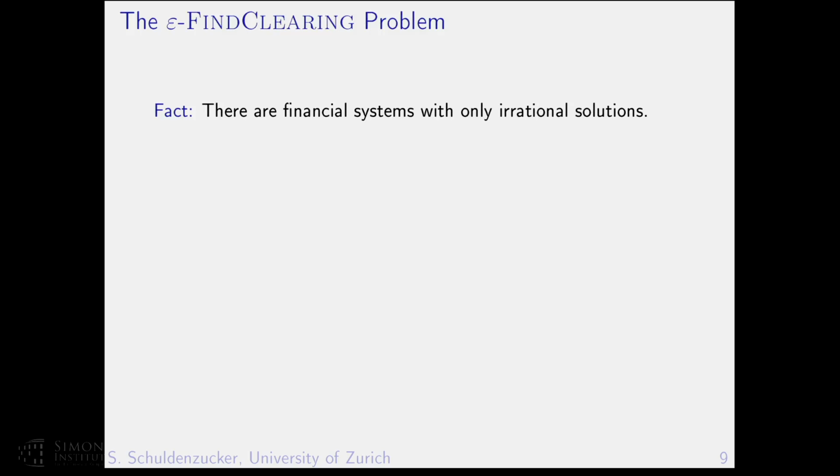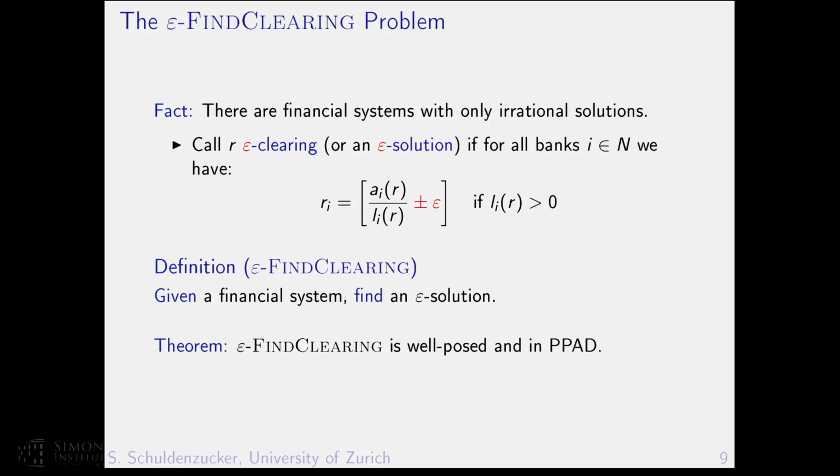But it can also be that you have only irrational solutions. And this is also new with CDS. This doesn't happen without them. And so we introduce an epsilon error into this formula. We put it here into the bracket. If you want to know why into the bracket, ask me up at the top.